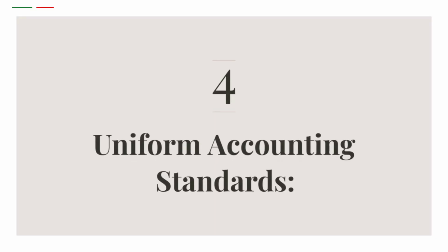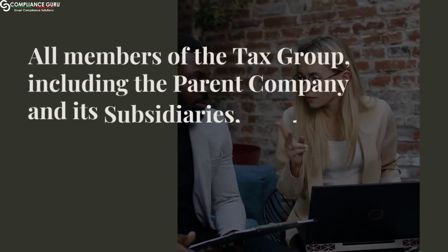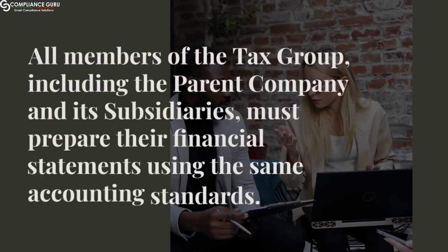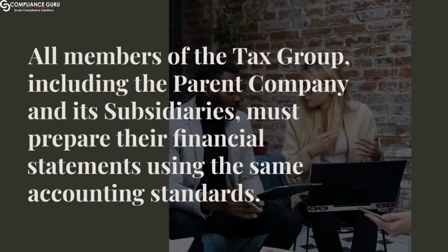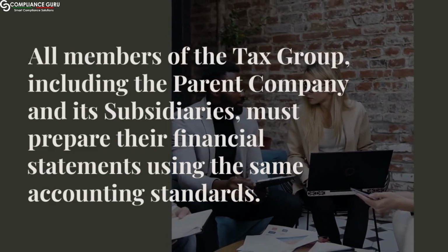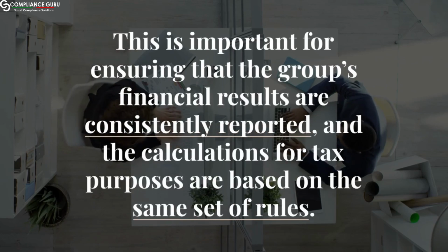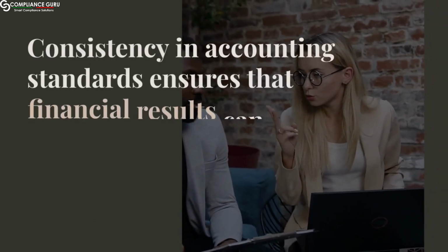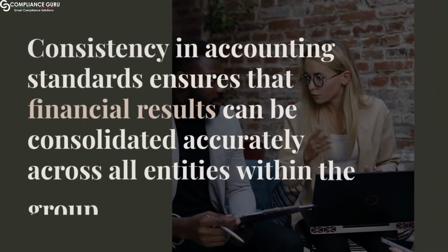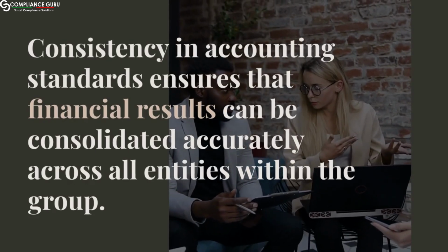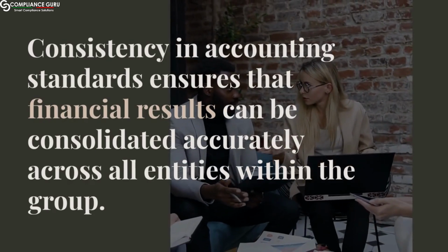4. Uniform accounting standards. All members of the tax group, including the parent company and its subsidiaries, must prepare their financial statements using the same accounting standards. This is important for ensuring that the group's financial results are consistently reported, and the calculations for tax purposes are based on the same set of rules. Consistency in accounting standards ensures that financial results can be consolidated accurately across all entities within the group.